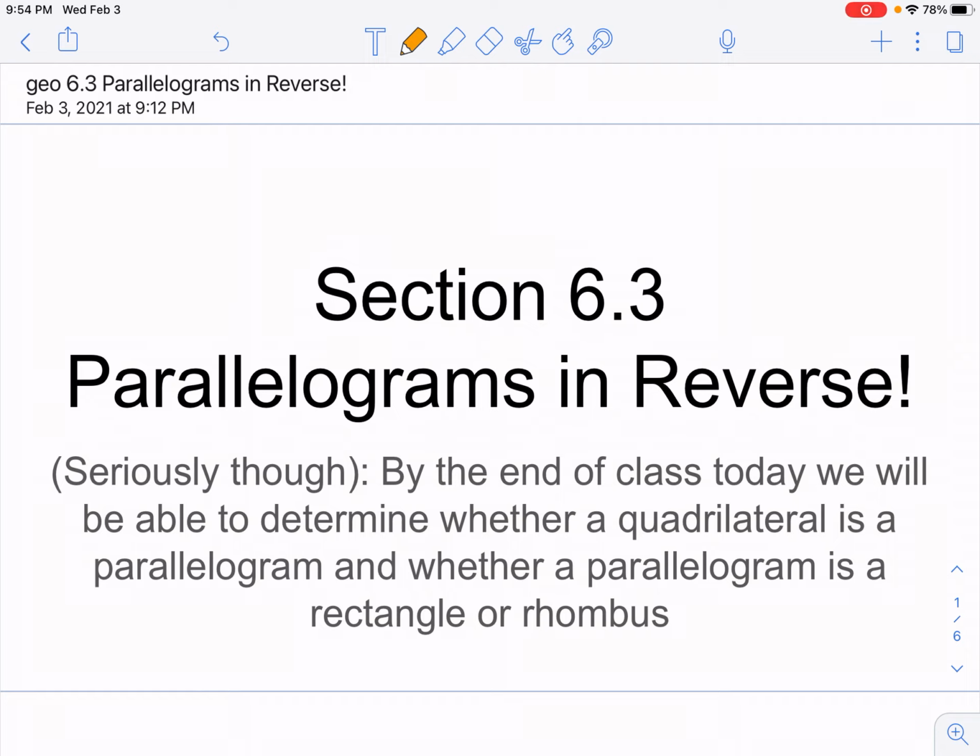Today, we're going to do the opposite. Starting from some given information, we're going to show that a quadrilateral is a parallelogram, or more specifically, a rectangle or rhombus, perhaps.